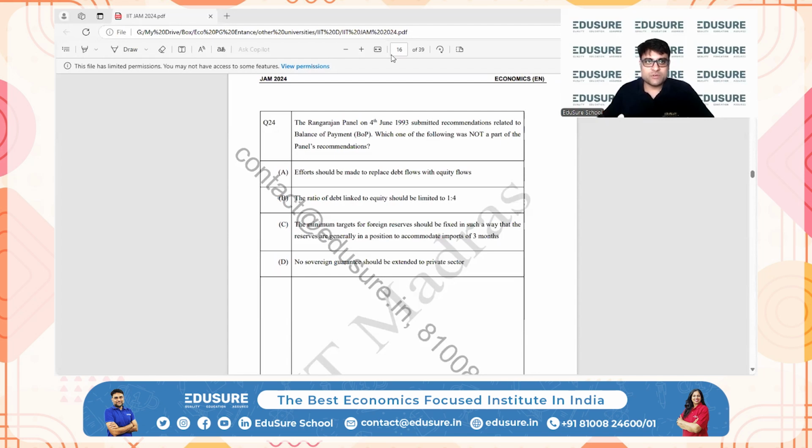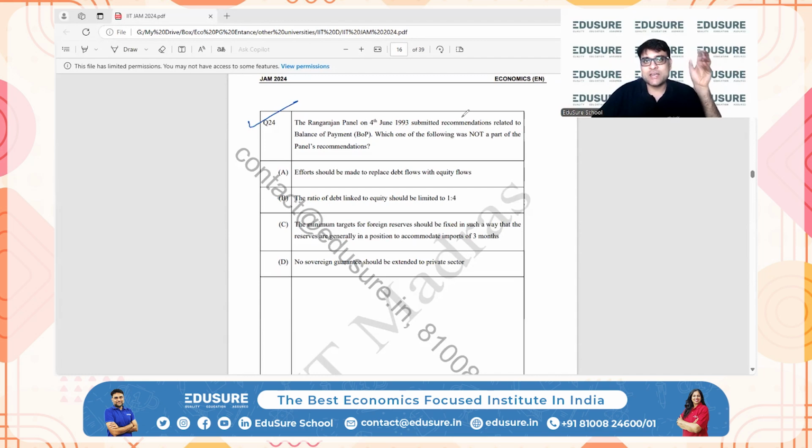IIT JAM 2024, question number 24. The Rangarajan panel on 4th June 1993 submitted recommendations related to balance of payments. Which one of the following was not a part of the panel's recommendations? Okay. So the Rangarajan panel was firstly constituted to address the issues regarding balance of payments.